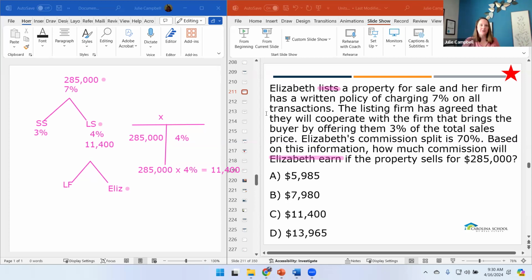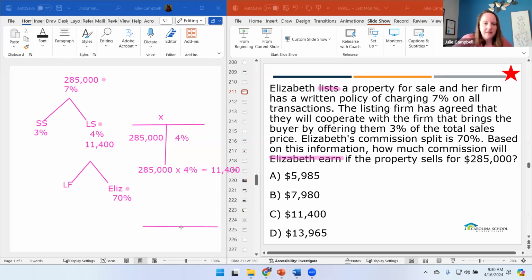Now we get to deal with the 70%, because once the firm's been paid, they're going to share some of their commission with the agent. How much is the firm going to share in this case with Elizabeth? Of what I collected, I'm going to give Elizabeth 70%. And there's your second split, or your second tier, if you will.